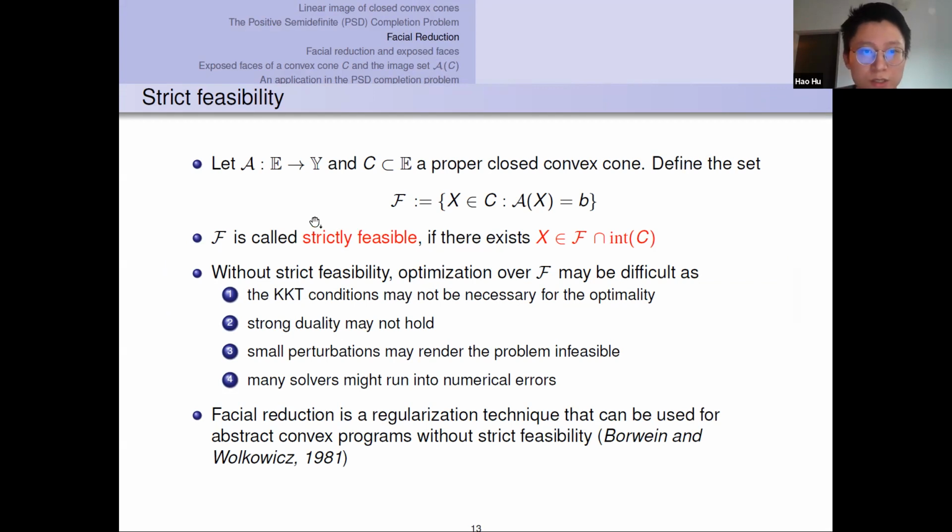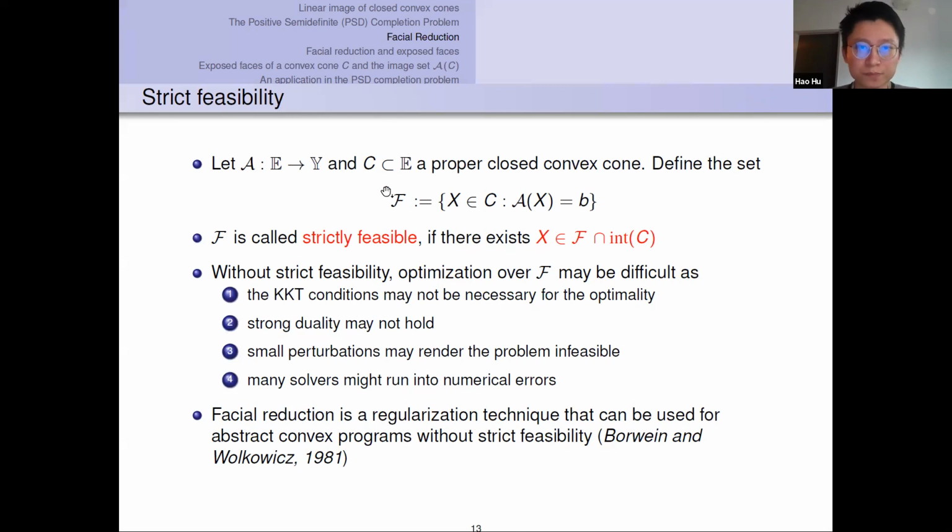Actually, the problem starts with strict feasibility, a constraint qualification for conic feasible sets. If we have a linear mapping A and a closed convex cone C, we can define the following set, which is the intersection of an affine space and the cone. And many interesting problems can be modeled using this feasible set, including the PSD completion problem.